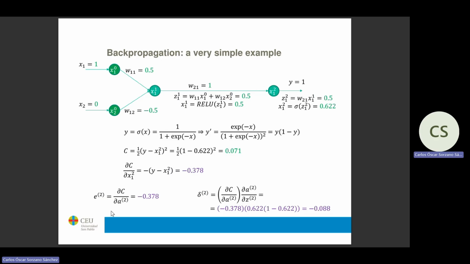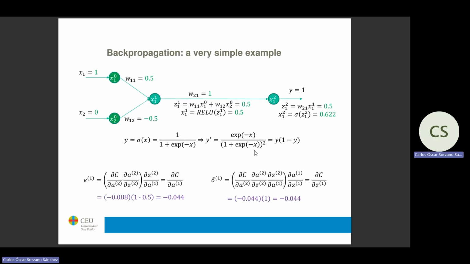So we have E2. Okay, let's calculate delta 2. So delta 2 is E2, and now the derivative of the activation with respect to Z. But the derivative of the activation with respect to Z, we said it is Y times 1 minus Y. So we have this thing, so we have now minus 0.088. Okay, so now we have delta 2.